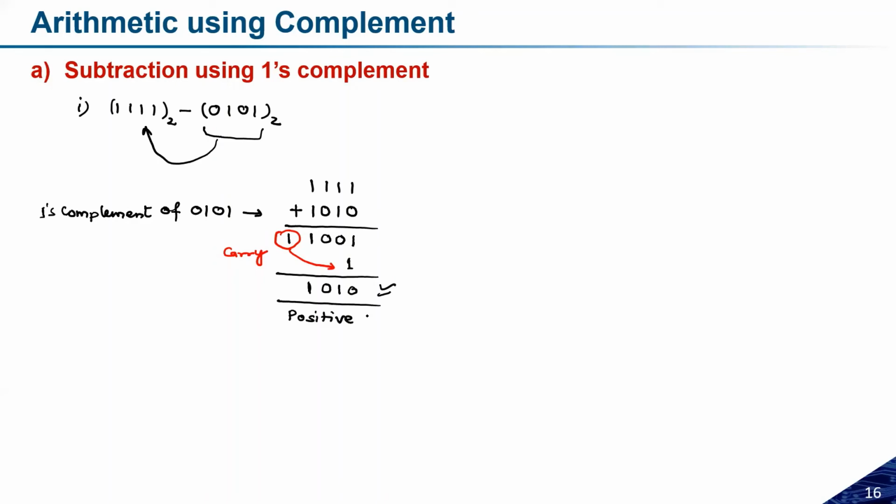So if I am subtracting 1, 1, 1, 1 minus 0, 1, 0, 1, I will get the result 1, 0, 1, 0. By this process, we get the positive number. So this is the final result. And the carry which we have generated over here, we call it the end around carry. This carry is the end around carry.